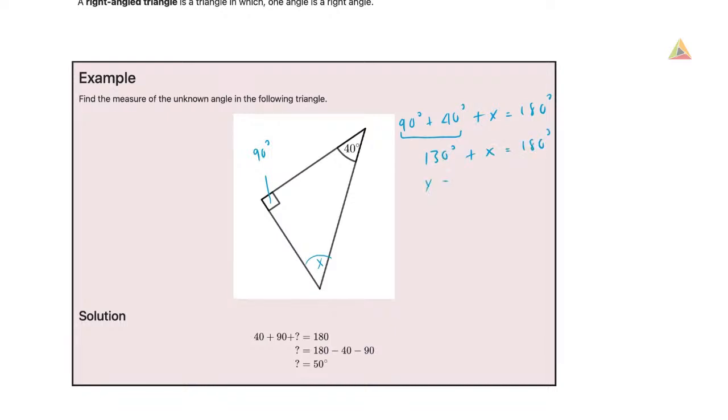So x is going to be 180, we bring the 130 over, so it becomes minus 130. So x is going to be 50 degrees, which is the answer given below. So the key thing to remember there, and I'm going to make note of it here, is that there are 180 degrees in a triangle.